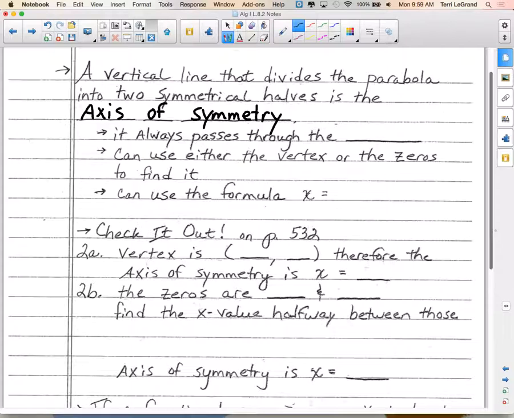What do you think has to happen for every parabola? That axis of symmetry that divides the parabola into 2 symmetric halves will always have to pass through what? The vertex. The vertex will be on the axis of symmetry. Every other point that makes up the parabola will be on either side of that axis of symmetry.